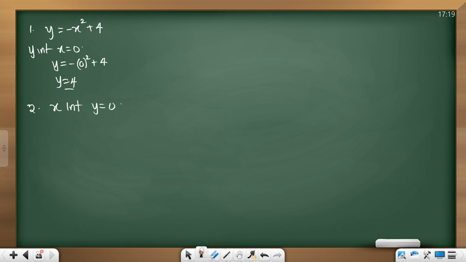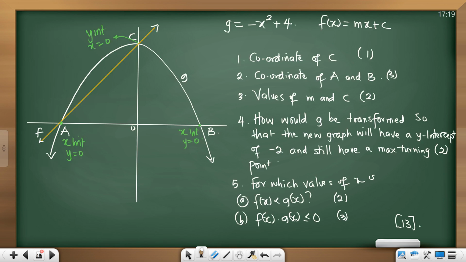Y should be equal to 0. So 0, let's move everything over. This is a difference of 2 squares. So x equals 2 or x equals negative 2. We are done there. All right.